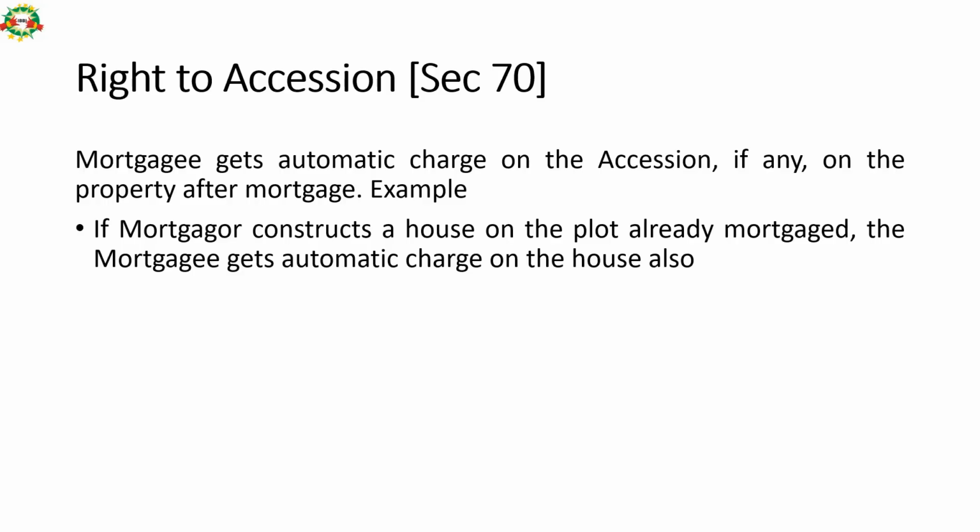Very important. Say I mortgage a single-storey building with the bank and took a housing loan. But subsequently, after 1 or 2 years, I constructed another floor on the building. The bank did not fund me for the second floor, and when I mortgaged the property, the second floor was not constructed, and I have constructed the second floor from my own sources. Even then, the bank will automatically get a charge on the second floor.